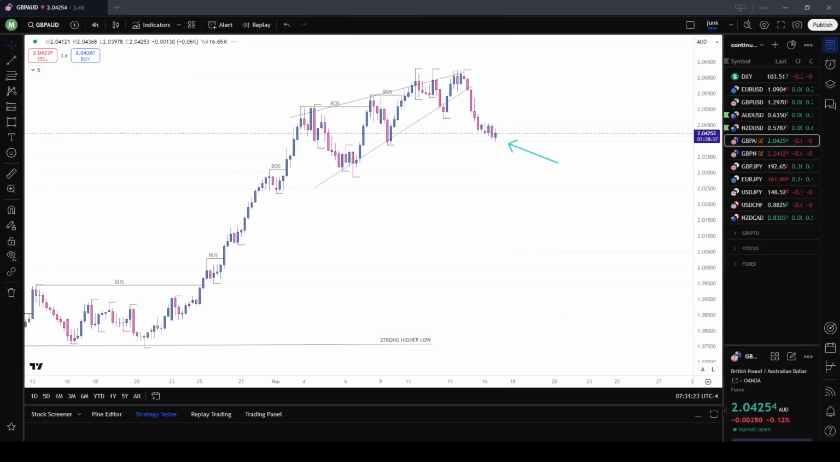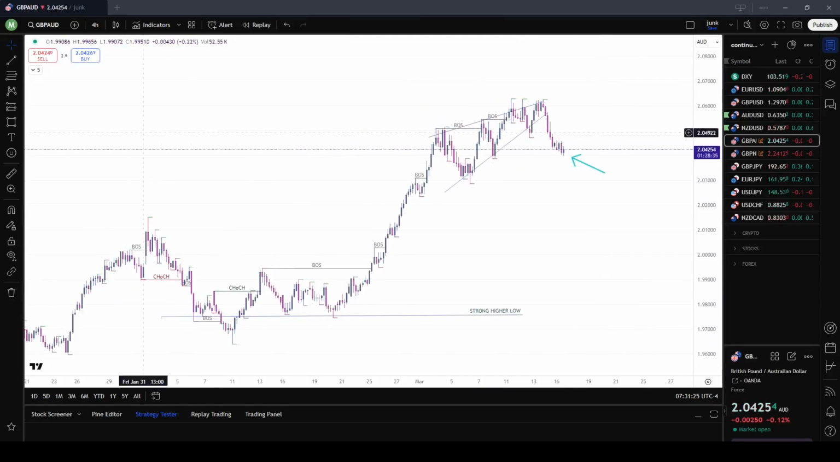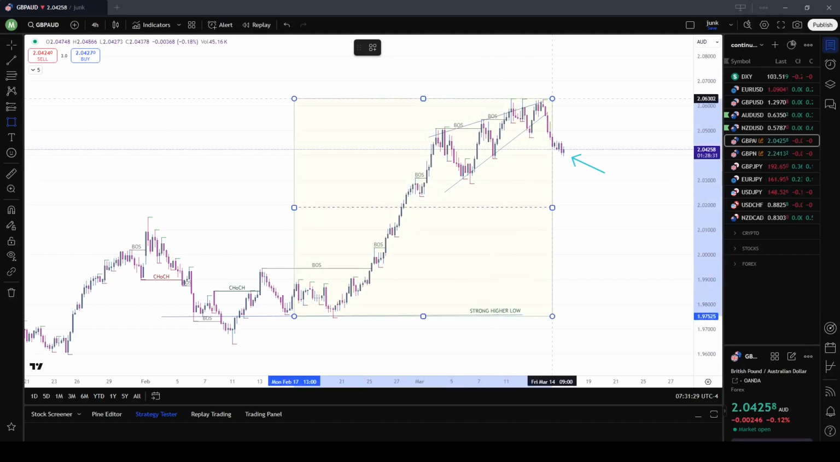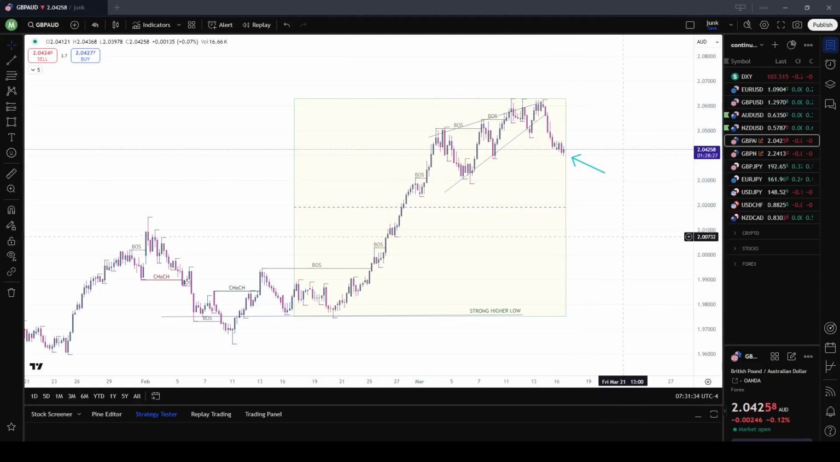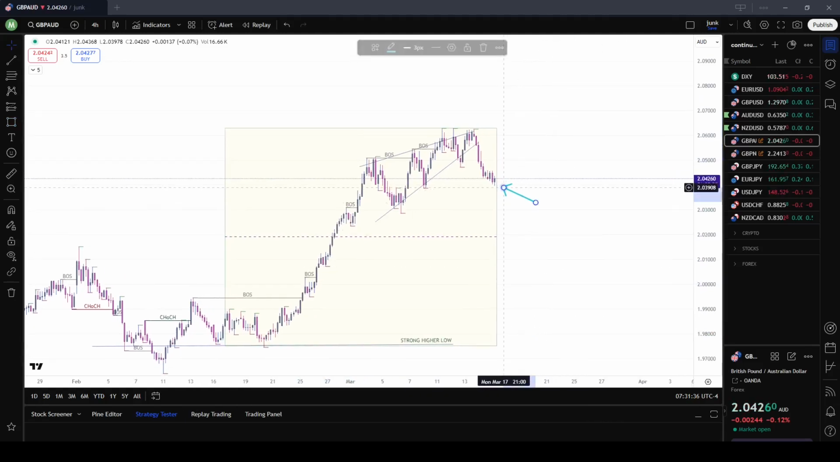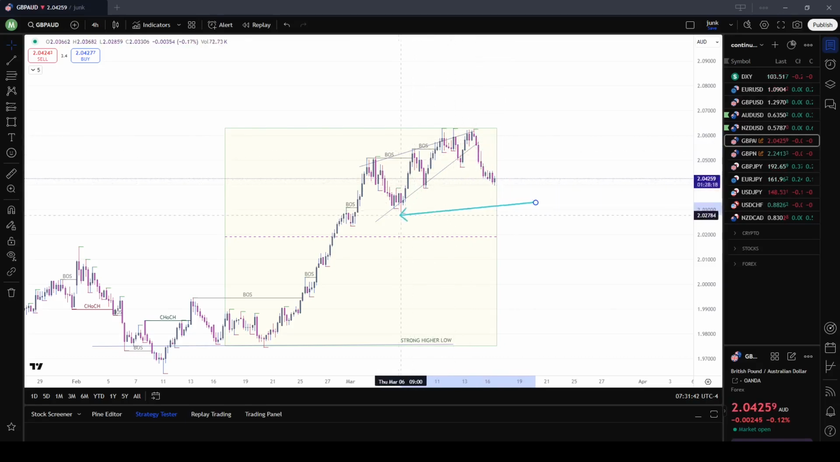GBP AUD, and let's go map out the current range that we're in. And as we were saying last week, this is forming a consolidation pattern, an ascending wedge. And I was saying that the prices should or could take out the liquidity sitting under the wedge. That's normally what happens when prices are ascending like this.